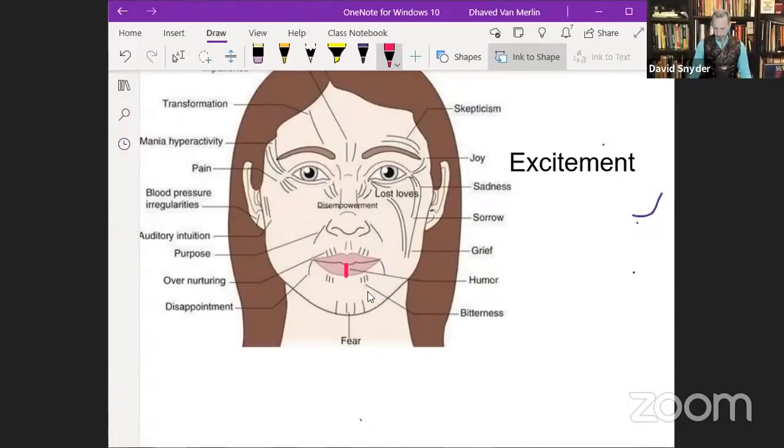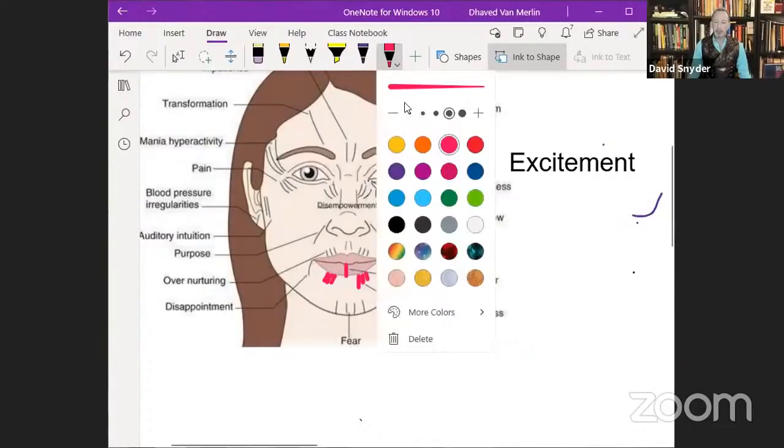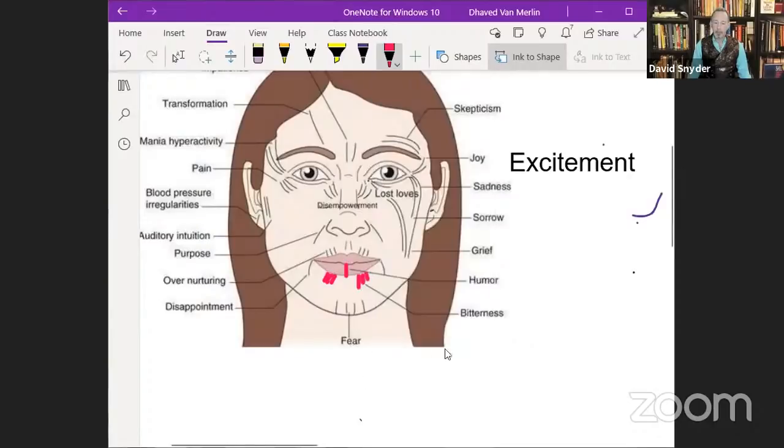Sometimes you'll see people who have these little vertical lines directly below the lower lip. When you see these markings, I want you to think bitterness. Now, bitterness, over nurturing, and disappointment are what I call the terrible trio, because they almost always appear together. They don't have to, but a lot of times in cancer patients, you will see these lines.